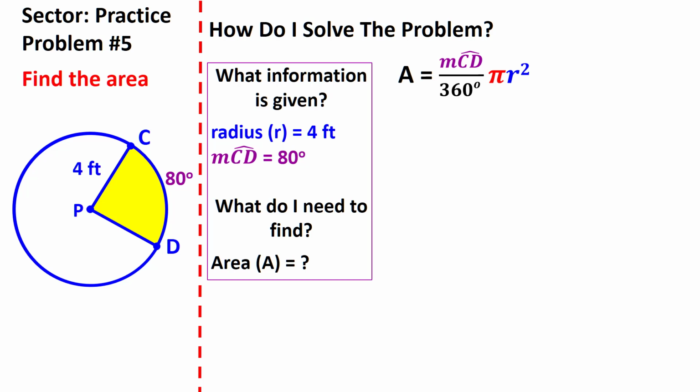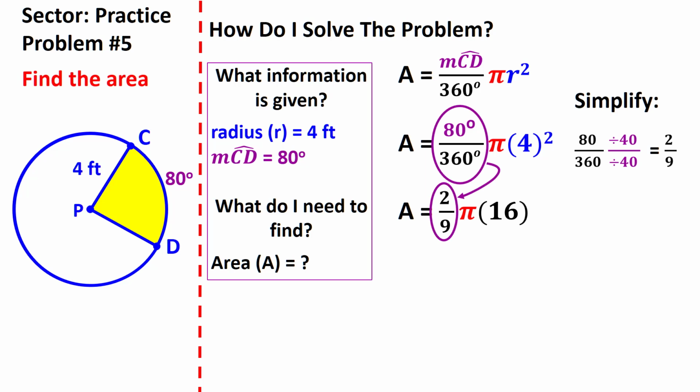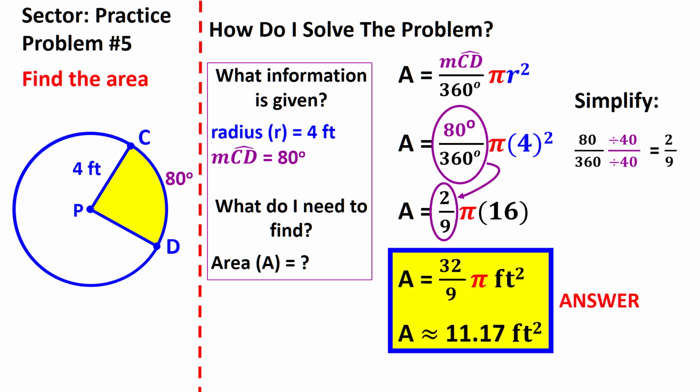First, I write down the formula. Next, I do substitution. 80 degrees for the measurement of arc CD. Radius equals 4. Next, I simplify 80 over 360 by dividing the top and bottom by 40 to get 2 over 9. Next, I take 2 times 16, which is 32. So the answer is 32 over 9 pi feet squared, or I get the decimal answer 11.17 feet squared.